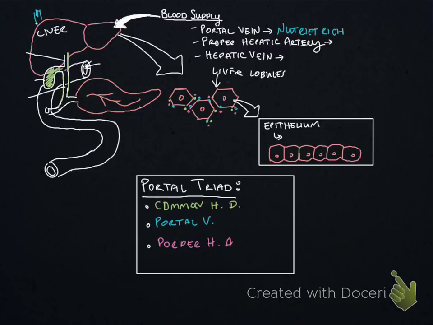And inside these liver lobules, we have a central artery. Okay, so these liver lobules are made up of the epithelium of the liver, which we call hepatocytes. All right, so that's some histology of the liver. So make sure that you know what makes up the portal triad.